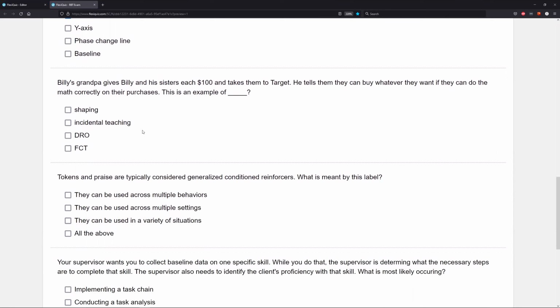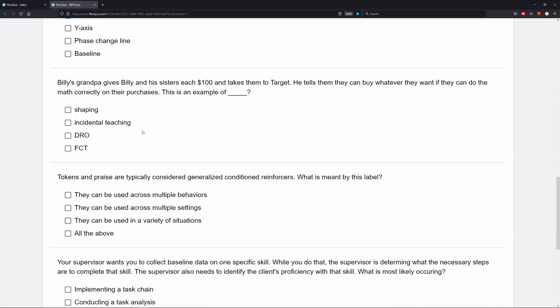Okay, so what is Billy's grandpa trying to teach? He was trying to teach them maybe budgeting, obviously some math, okay? And he's doing that how? Is he doing this in a discrete trial format? No, right? He's taking them to Target saying, here's $100, go buy whatever you want. He's not holding their hand around the store, asking for prices each time, okay? There's a lot of freedom, okay?